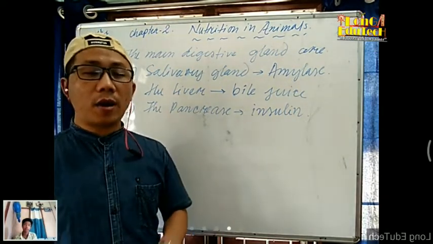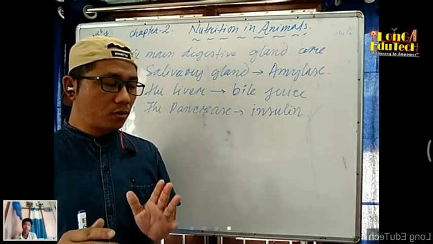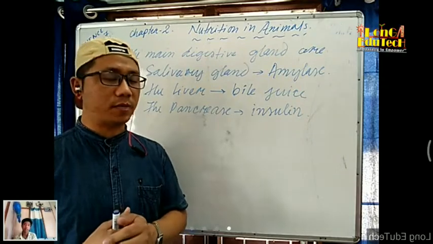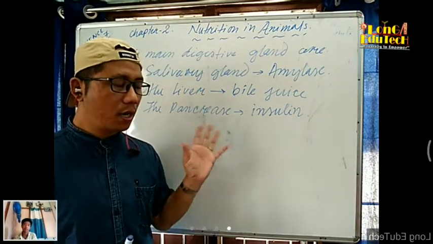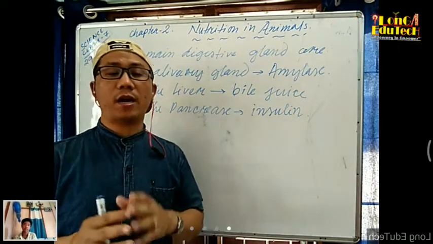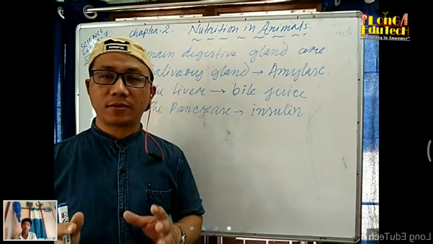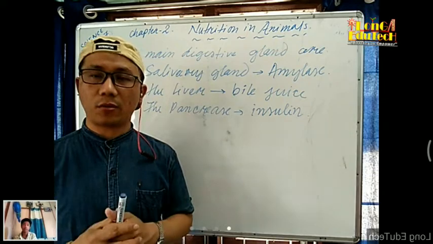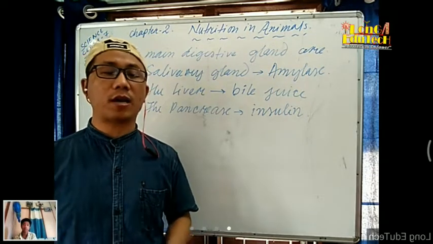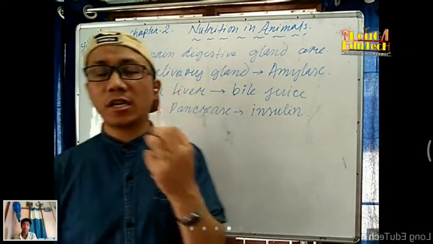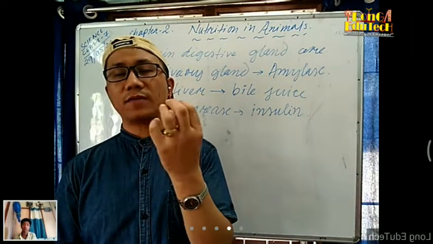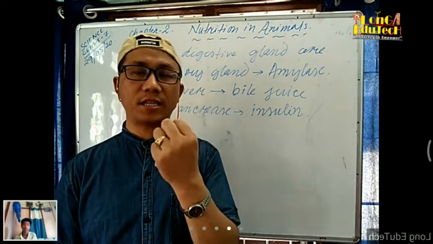Now in our organisms, in our body, in the human digestive system, we come to nutrition. What are the steps of animal nutrition? The first is ingestion. Ingestion is the process of taking food by the organism into the mouth.